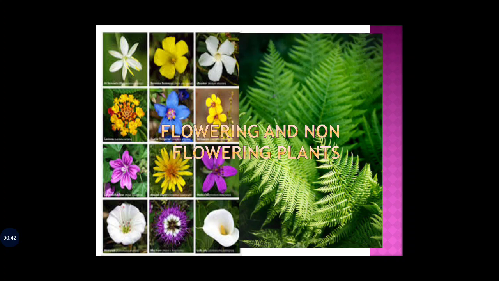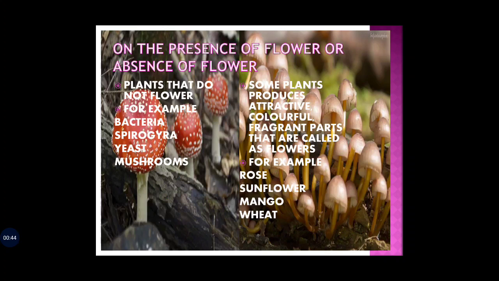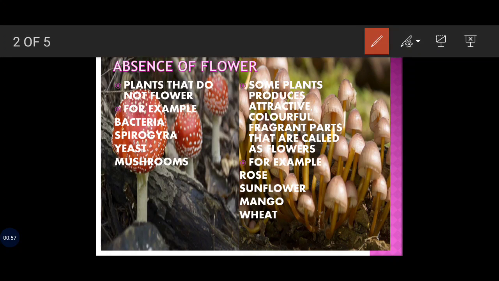So on this basis we will see that there are two types. Plants that do not flower, for example, certain bacteria, Spirogyra, which is an algae. In the higher classes, you would be studying about algae. So, Spirogyra is basically an algae which does not give flower. Then yeast and mushrooms that we eat. Got it?